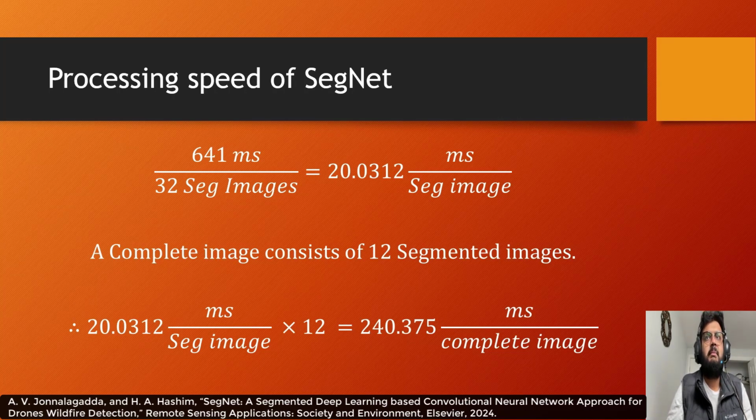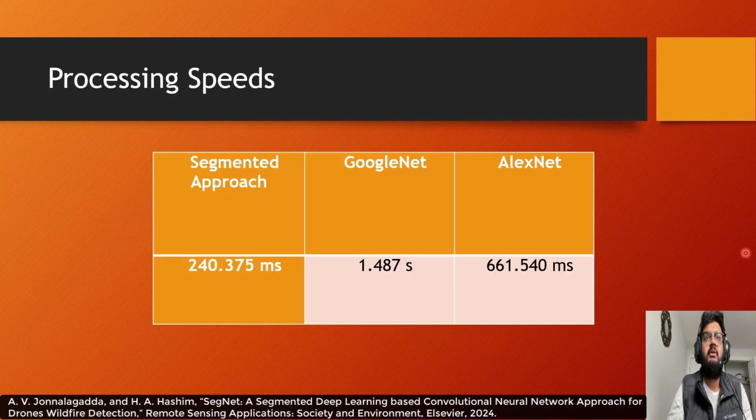The processing speeds of the segmented approach, GoogleNet and AlexNet were also compared for better understanding, as shown in the table. As all the convolution layers are interconnected in GoogleNet in the form of an inception block, which results in a higher number of computations, GoogleNet architecture was found to be the slowest at 1.487 seconds. AlexNet performed better than GoogleNet, as it was observed to be faster at 661.54 milliseconds. The times mentioned are the average time observed for one complete image over 10 trials.